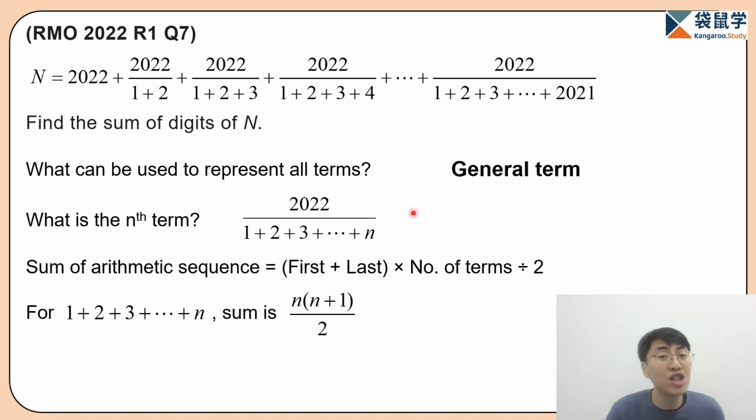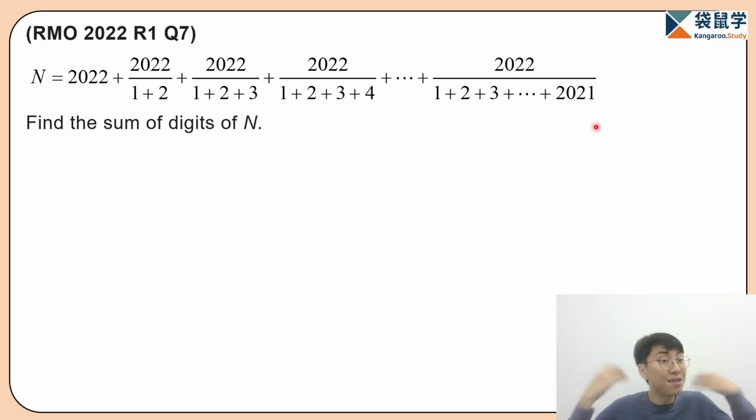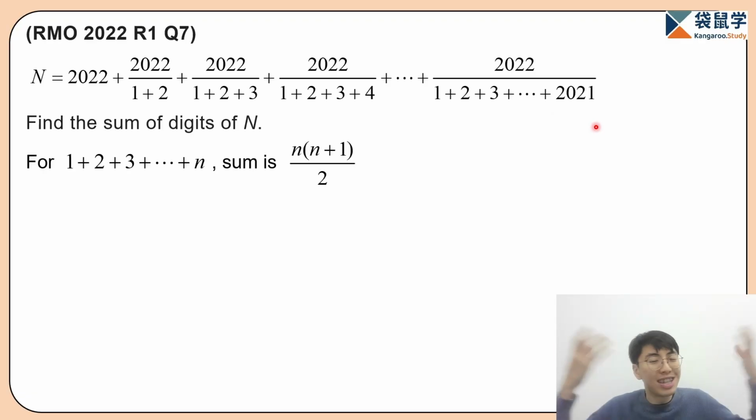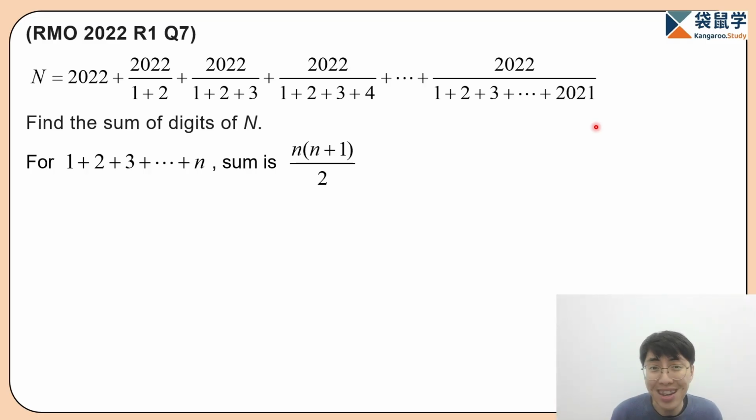So now we have our general term over here. What can we do about this general term? So now we know that the sum is just n times n plus 1 over 2. But now we think, is this actually our general term? No, because there is still a numerator on top, right?